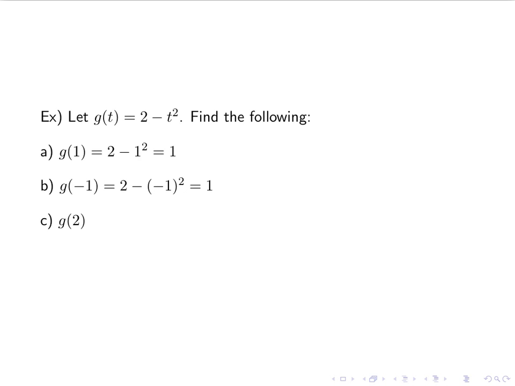And then g of 2. So again, every t becomes a 2. So 2 minus 2 squared. 2 squared is 4. 2 minus 4 is negative 2. Okay, so it's really, really important that you follow order of operations.